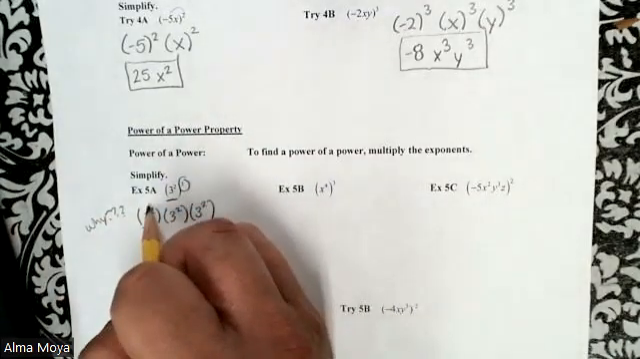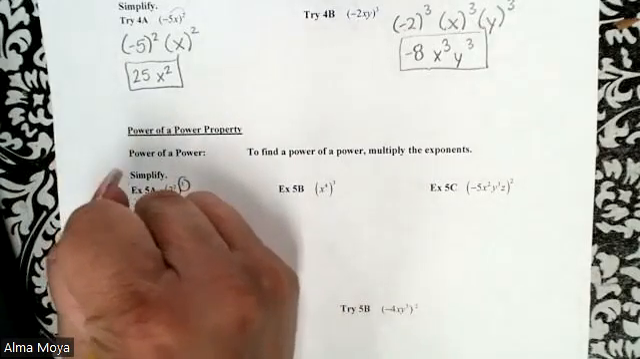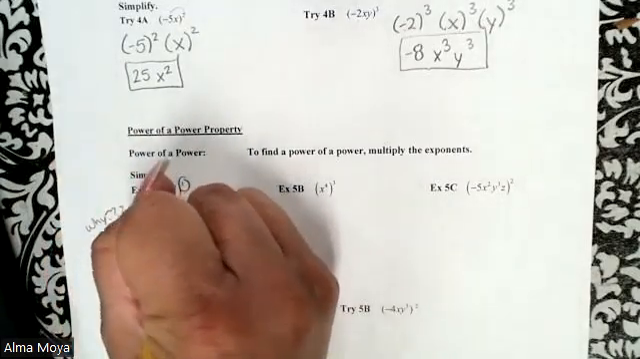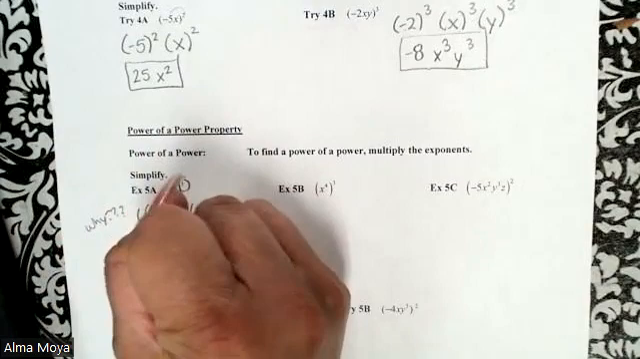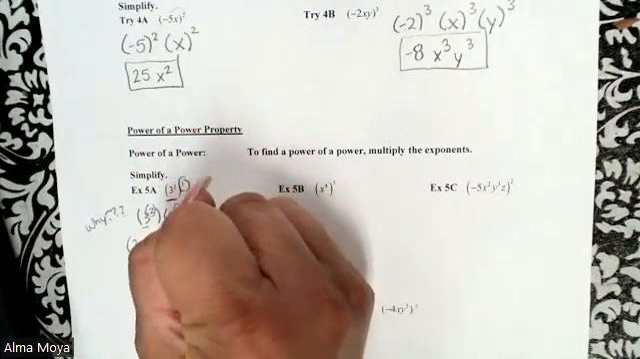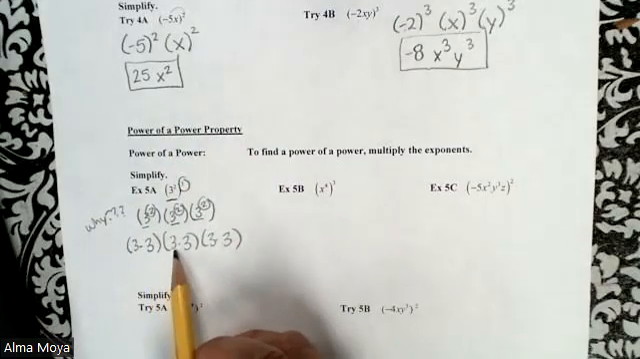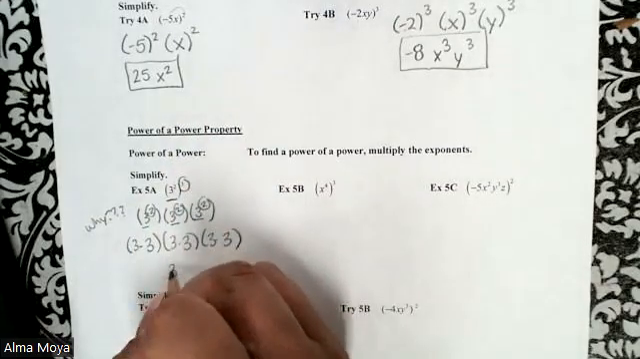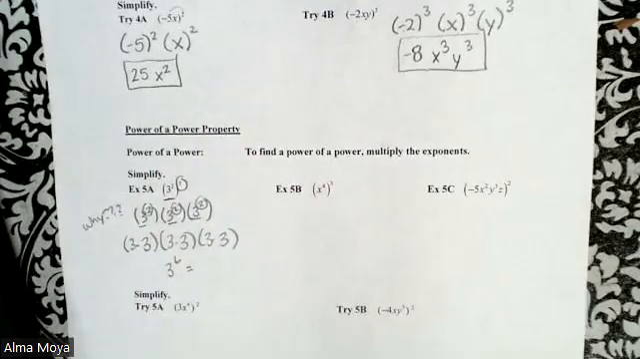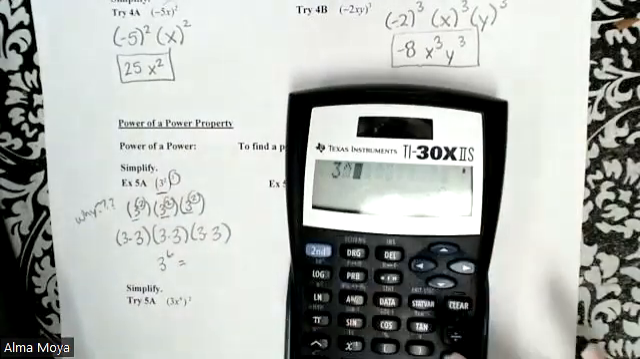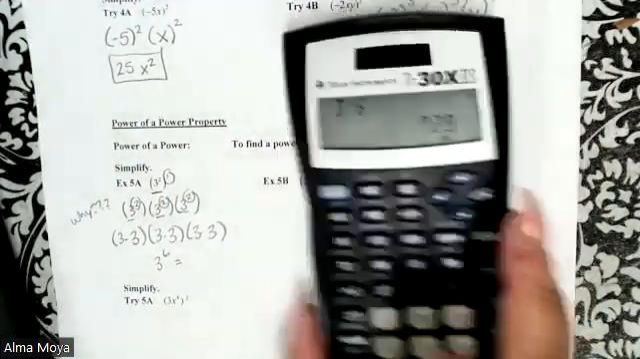Now on the inside, I'm going to write the 3 2 times. So this is 1, 2. I'm going to write that 3 2 times, 1, 2. I'm going to write that 3 2 times, 1, 2. So then this is basically 1, 2, 3, 4, 5, 6, 6 threes. So 3 raised to the 6th power, that equals 729.